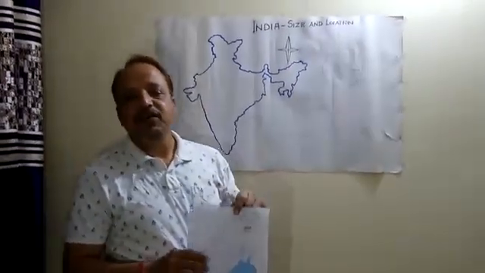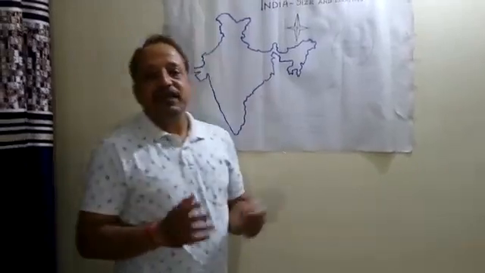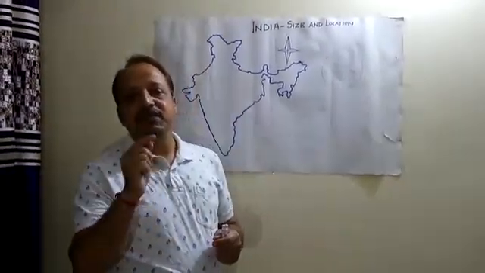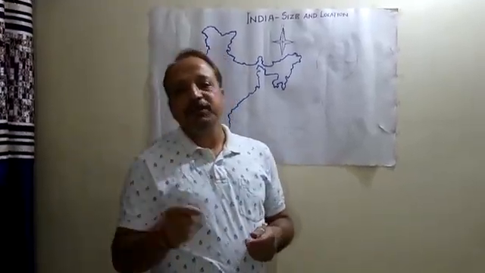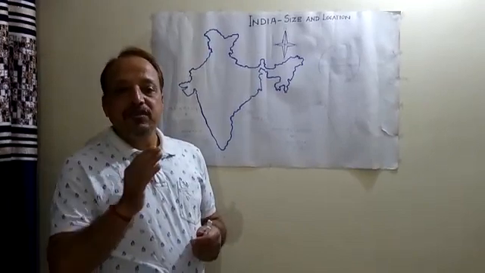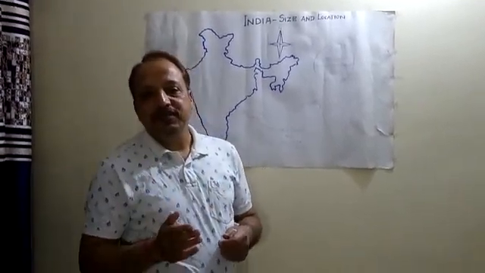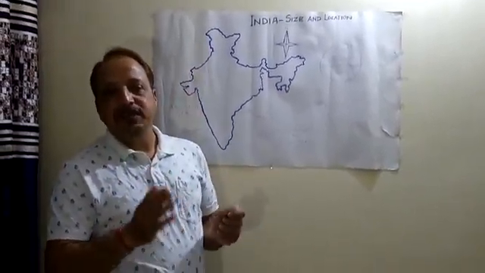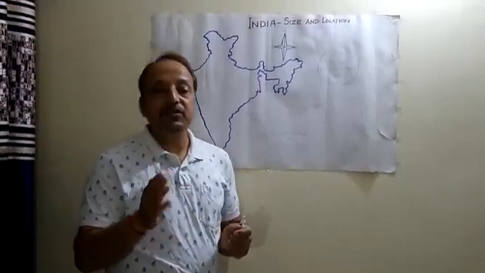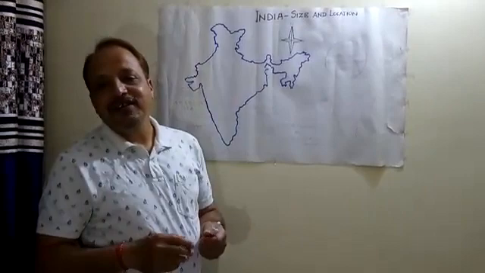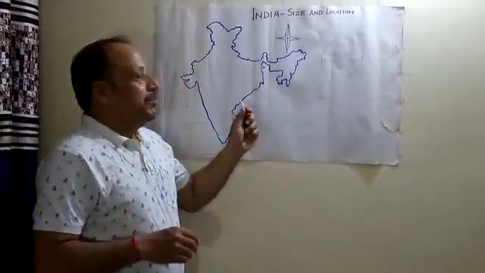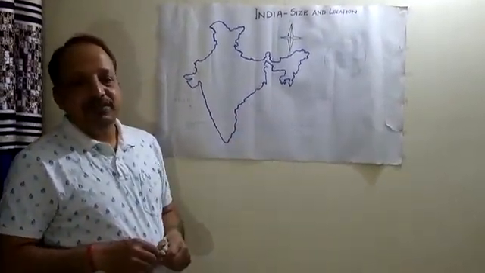As I have already given you the home assignment, in which you have to mark all the states with different colors and write their names and capitals, also the union territories and their capitals in your notebook, that is copy. And that you will bring after reopening of the school. But now you can learn something about size and location.